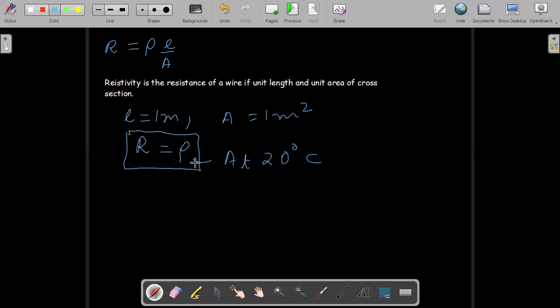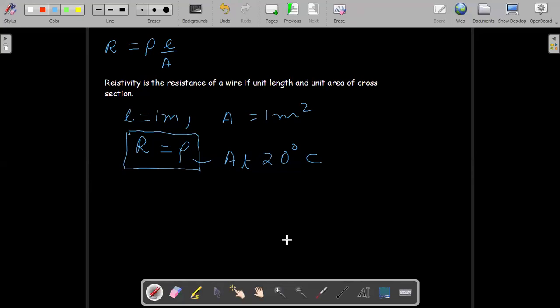Got it? So everyone has understood how to find the resistivity. Sir, can you once again explain? The resistivity is the specific resistance of a wire, or you can say the resistance of a wire of unit length and unit area of cross section.